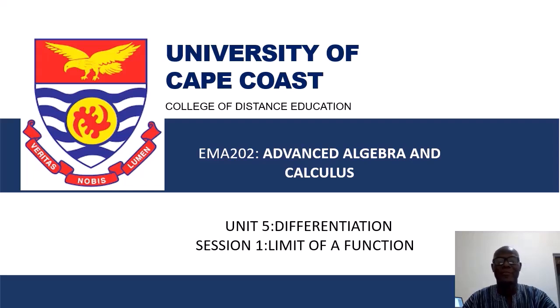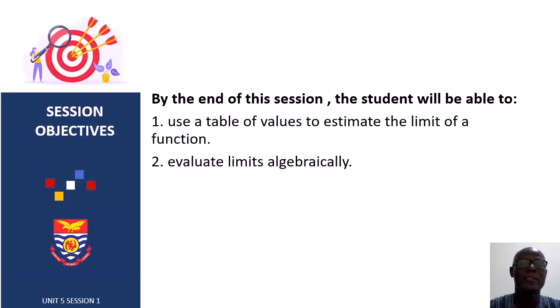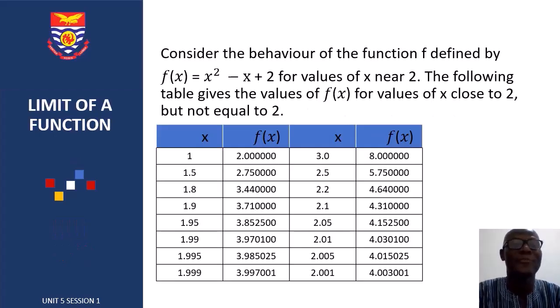Unit 5, Differentiation. Section 1, Limits of a function. Section Objectives. By the end of this session, the student will be able to: 1. Use a table of values to estimate limits of a function. 2. Evaluate limits algebraically.